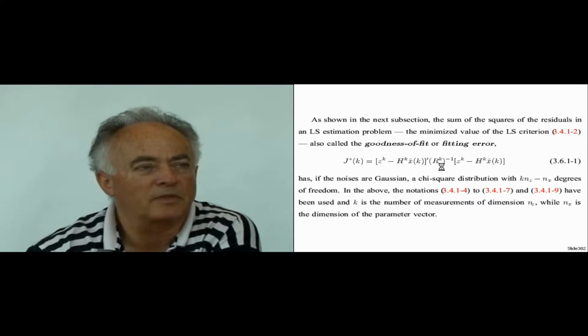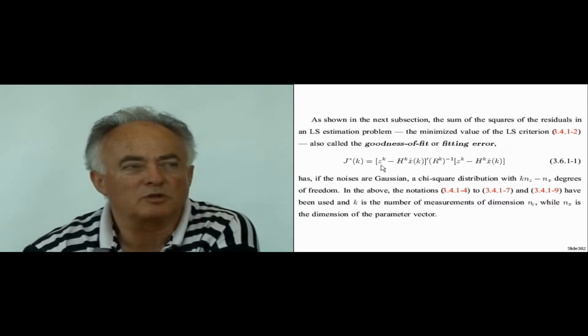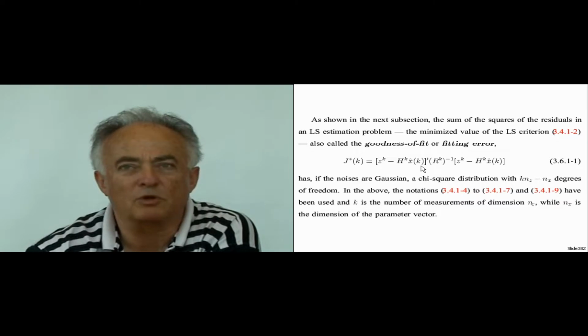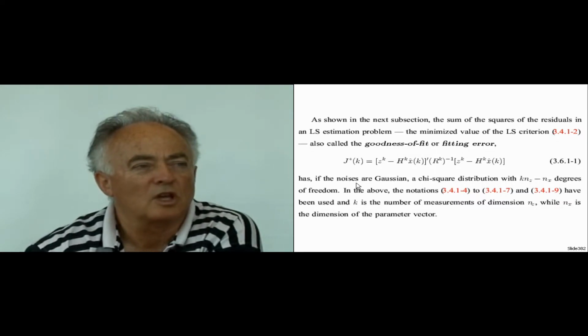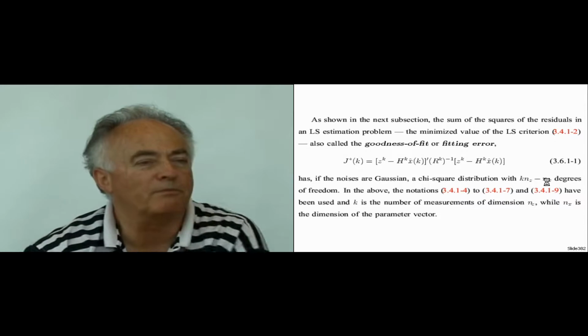Statistically, if those noises are Gaussian, because what we measure is z equals Hx plus w, so the w noises, if they are Gaussian, it turns out that this quadratic form would have a chi-square distribution with the number of degrees of freedom equal to k, the number of measurements, times n_z, the dimension of each measurement, so k n_z, minus n_x, which is the dimension of x, that's the number of parameters we estimated in the problem.